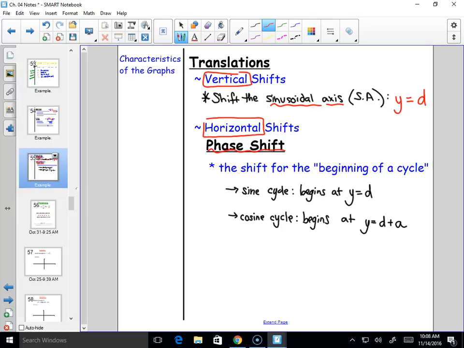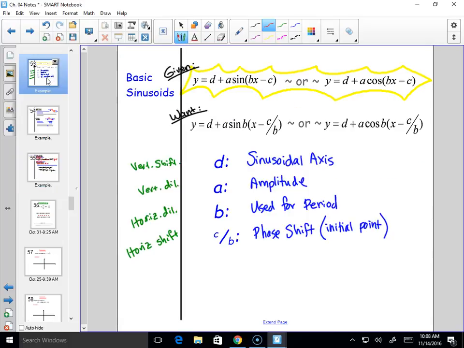So it's the horizontal shift. We're going to find the beginning of a cycle. Technically, the phase shift is going to be at, and you guys already wrote it down earlier, at x equals, let's see, what was that letter? Phase shift. Here he is. X equals, depends on how you write it and which form is given.